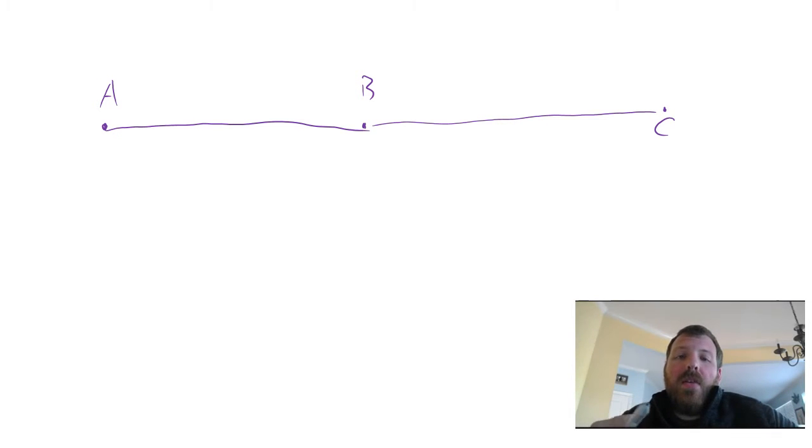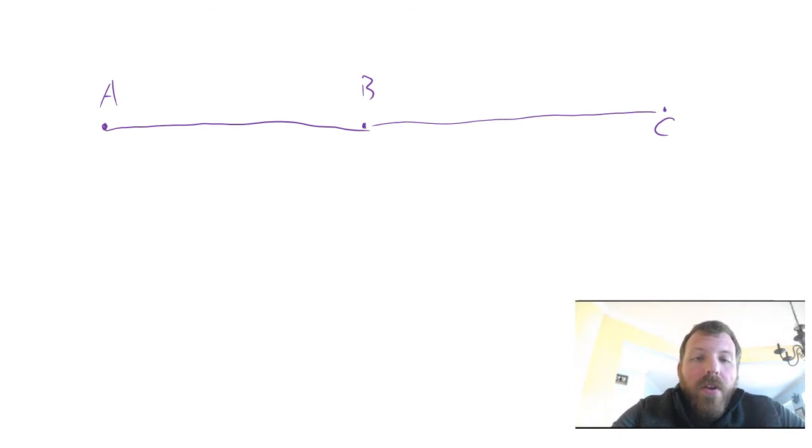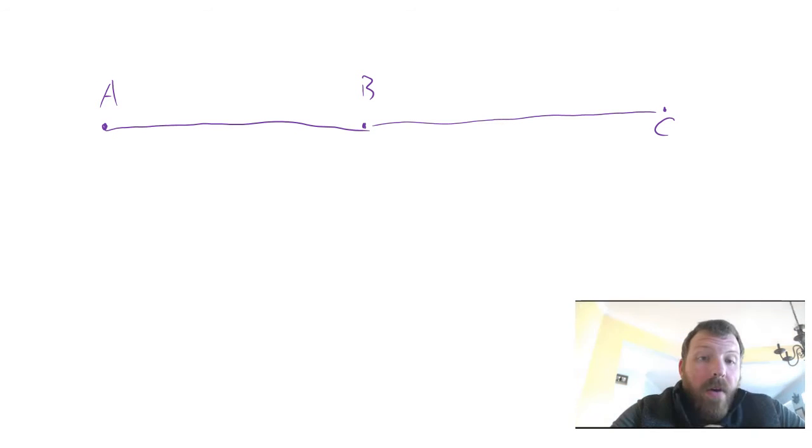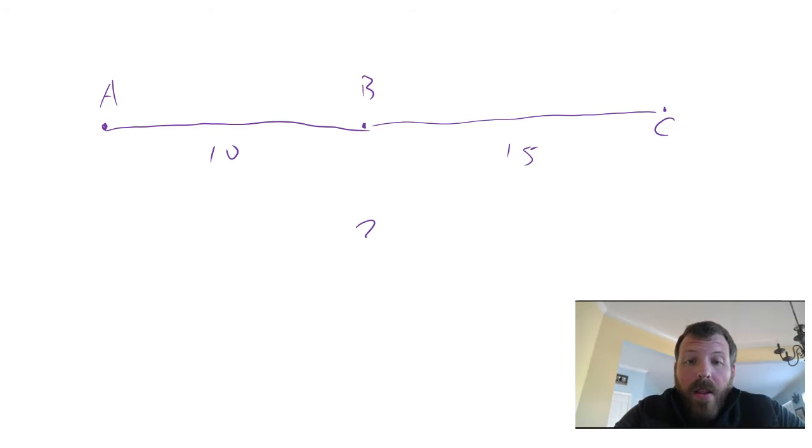So if I take those segments and I look at them, I can actually figure out the whole length as long as I know the other two parts. It's very simple. If I walk 10 units, and then I walk 15, then that means the whole would be 25 units.